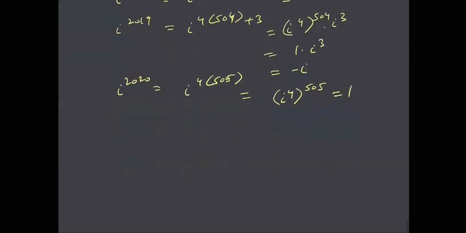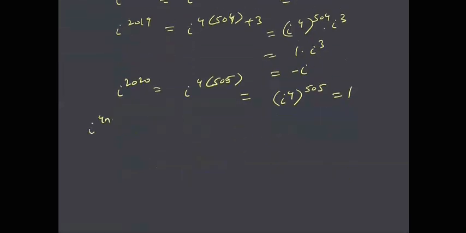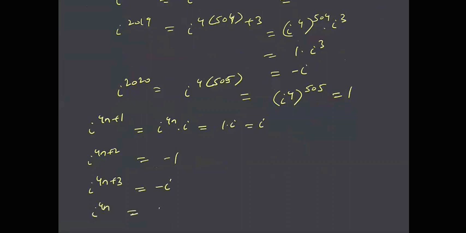So iota power 4n plus 1 is nothing but iota power 4n into iota. This is 1 into iota, which is iota. And if you have iota power 4n plus 2, then this is minus 1. Iota power 4n plus 3 is minus iota, and iota power 4n is 1. Here n is what? n is a natural number. Or also, I mean, you can take a whole number. So n is a whole number here.